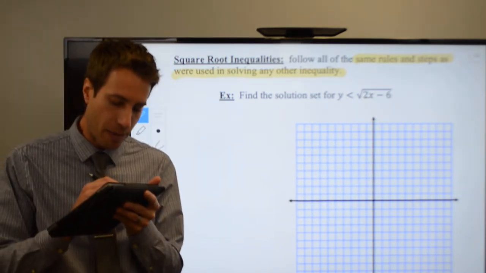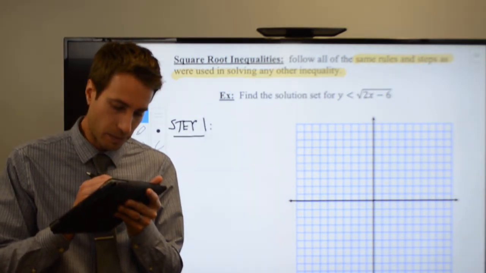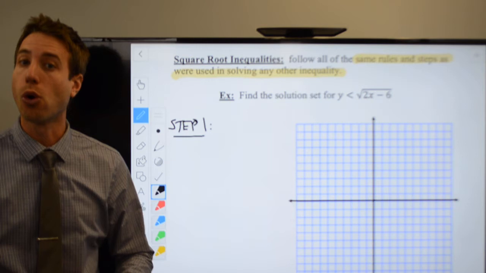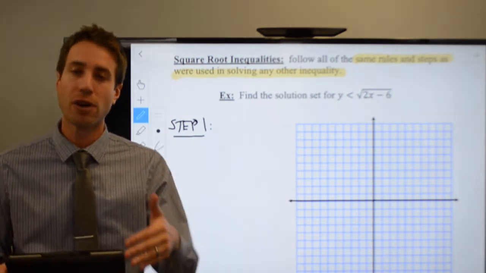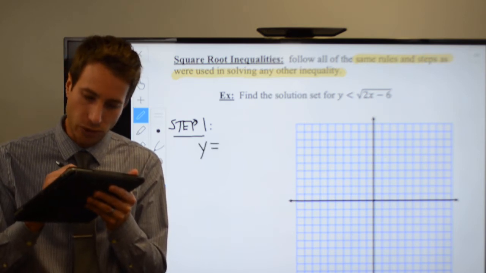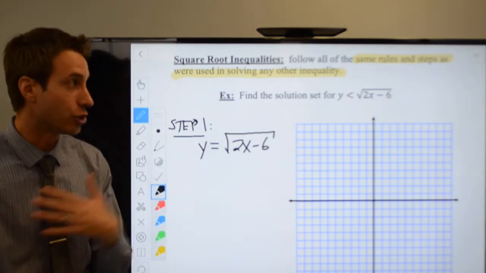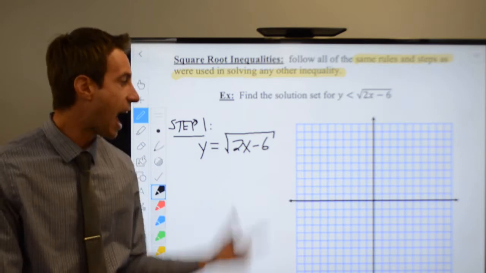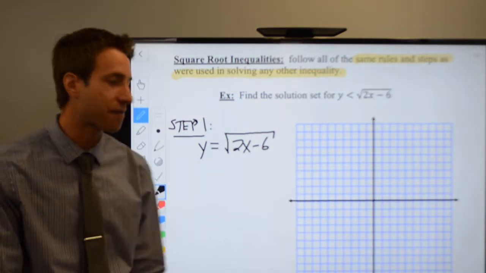Hopefully what you remember is that step 1 is to ignore the inequality. We ignore the inequality and we graph the related function, so y equals the square root of 2x minus 6. For now, I'm just going to ignore the inequality. We don't care. I need to at least get my graph on there. So we're going to graph this function.